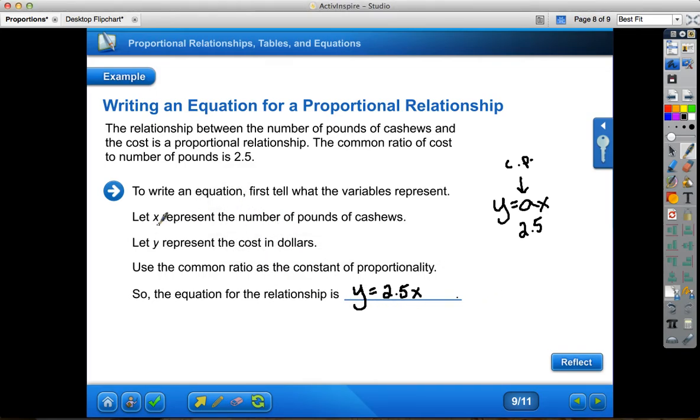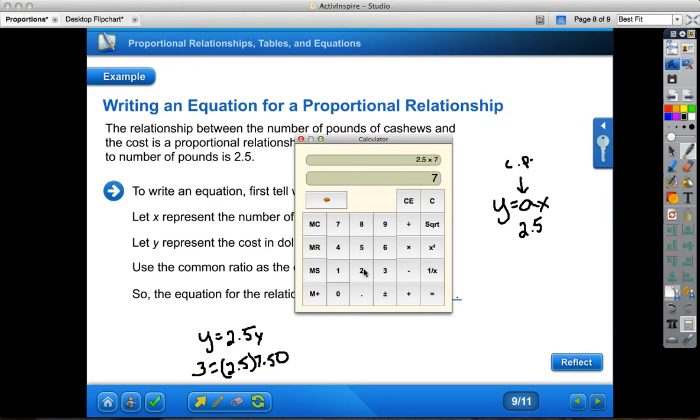It's important to tell what each variable represents, because if you don't and you plug in your numbers in the wrong spot, so let's say I put the cost here and the cashews here, my answer would not come out right. For example, if I did y equals 2.5 times x and I put in $7.50 here times 2.5 and then put my 3 here, I would find out that it does not equal out. It doesn't work. So 2.5 times 7.50 does not give me 3. But if I put my numbers in the correct spot, so based on what I said about the variables, that x is the number of pounds of cashews, so 2.5 times 3 is equal to 7.50. Now I can double check. 2.5 times 3 is equal to 7.50.